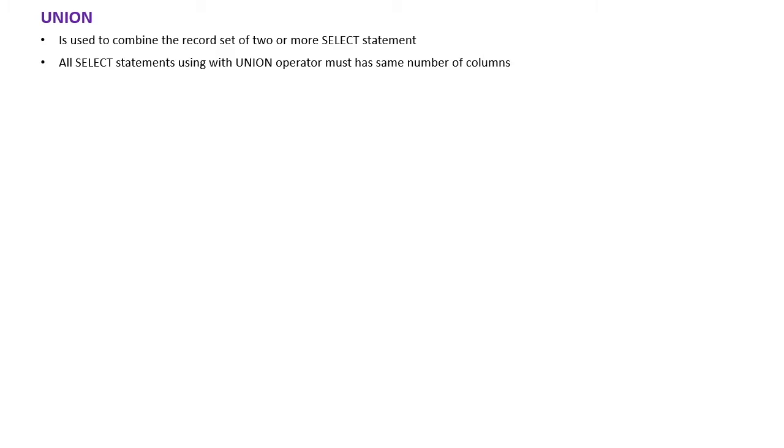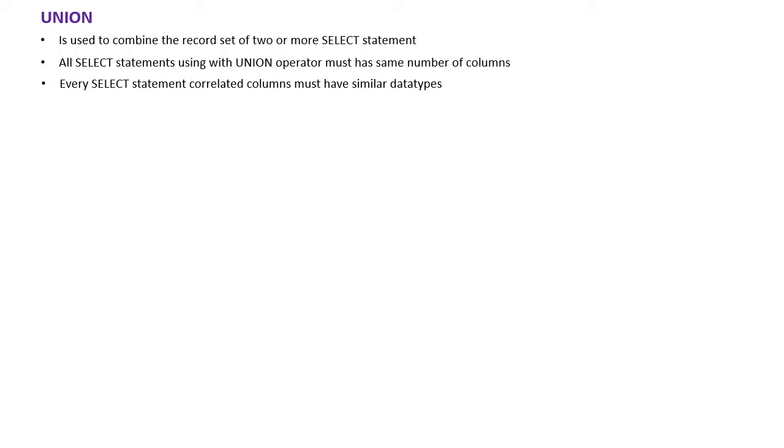So first of all, we will understand what is the UNION operator. The UNION operator is used to combine the record set of two or more SELECT statements. While we are using the UNION operator, we must take care of two main important things. The first one is all SELECT statements used with the UNION operator must have the same number of columns. Also, every SELECT statement's correlated column must have a similar data type.